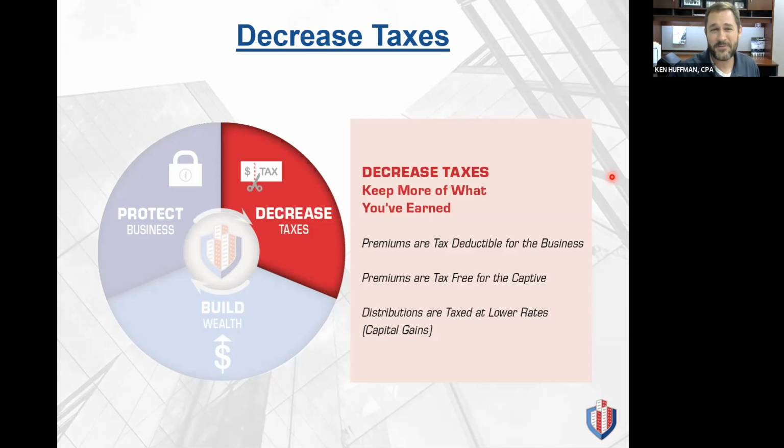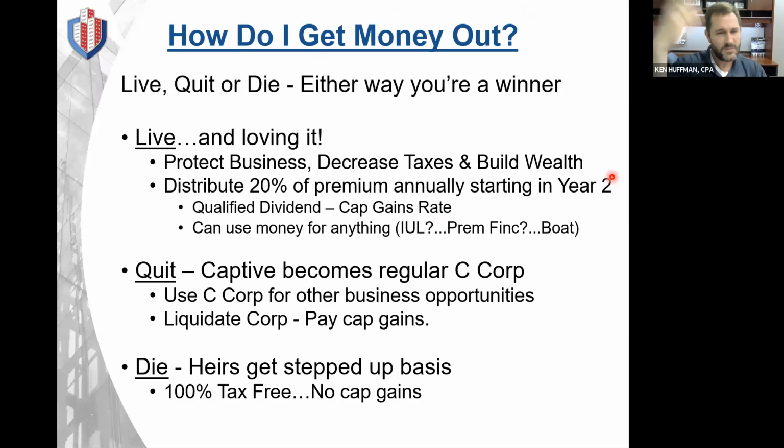And that's what a lot of people want to find out. It's great, I can put money in, but how do I get it out? Well, you get it out by taking qualified dividends. And I like to describe it as live, quit, or die. Either way, you're a winner. But dying is not a great way to do it. If you live, you can have your captive up and going, and it's protecting your business, you're decreasing taxes, you're building wealth. And then starting in about year 2, you can start pulling out, and this is just an estimate, about 20% of the premium that you have been putting in. And you will pay capital gains rates on that.